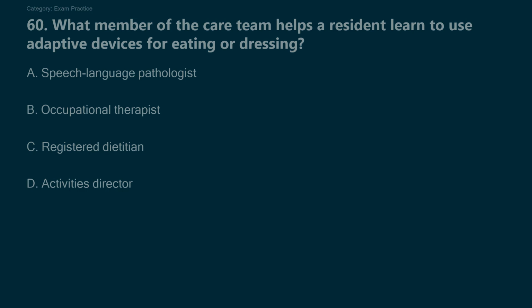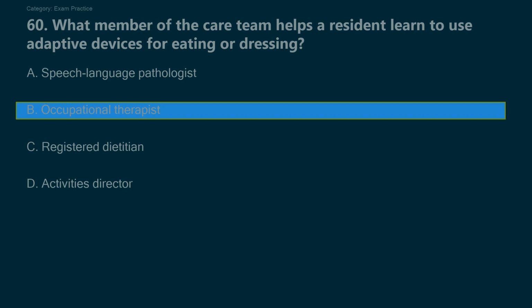Question 60. What member of the care team helps a resident learn to use adaptive devices for eating or dressing? Option A, speech-language pathologist. Option B, occupational therapist. Option C, registered dietitian. Option D, activities director. The correct answer is option B, occupational therapist.